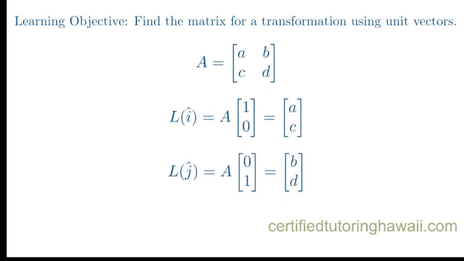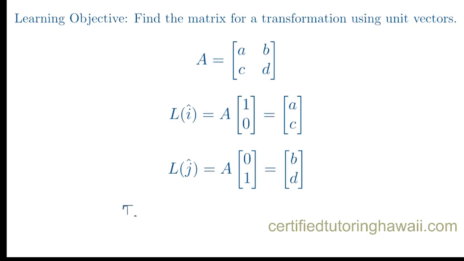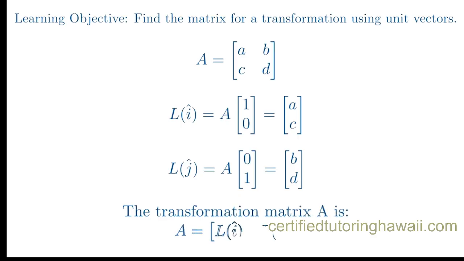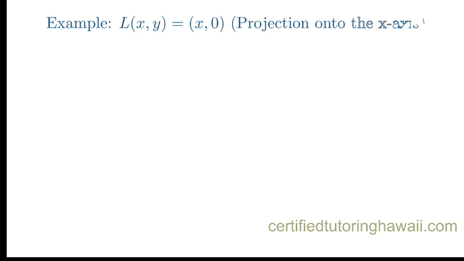This is a profound discovery. The matrix of the transformation, A, is simply the matrix whose columns are the transformed unit vectors. The matrix A is just L of i hat and L of j hat placed side by side as columns. Let's try an example. What if our linear transformation L is a projection onto the x-axis? A vector (x, y) becomes (x, 0).